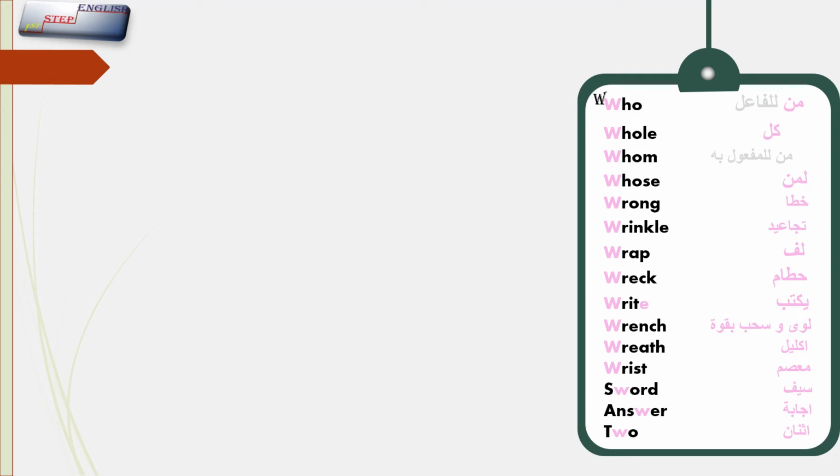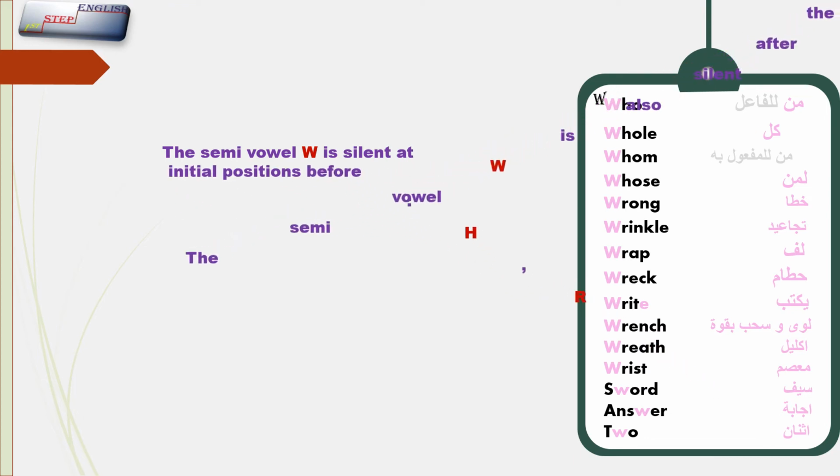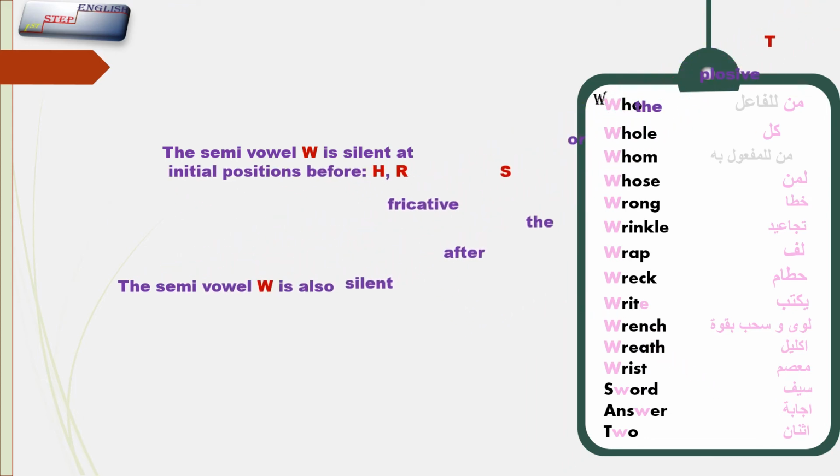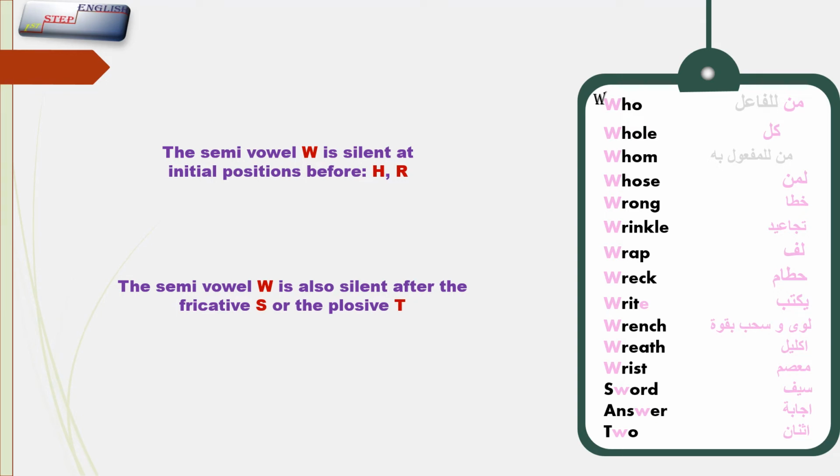W is silent when it comes at an initial position before H and R. It's silent after the fricative S in some words. Two is derived from ancient English. There's no logical explanation why W is silent between T and O.